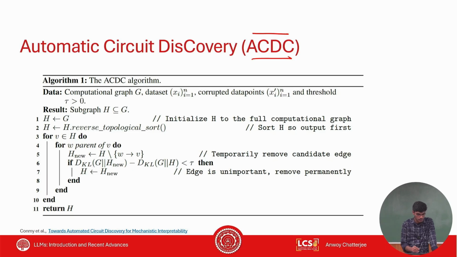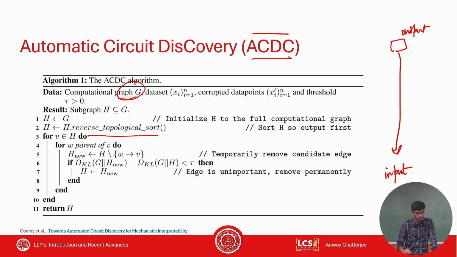Suppose you have a computational graph G. It first sorts the graph in reverse topological order, so we start from the output and move towards the input. That's how we prune it. Then for every component, we remove the candidate edge, and here they are using KL divergence. This is basically a choice. You can either use KL divergence or logit difference, depending on the task at hand.